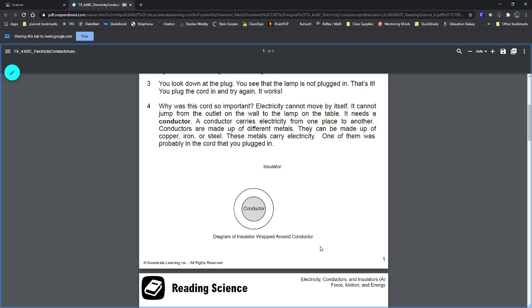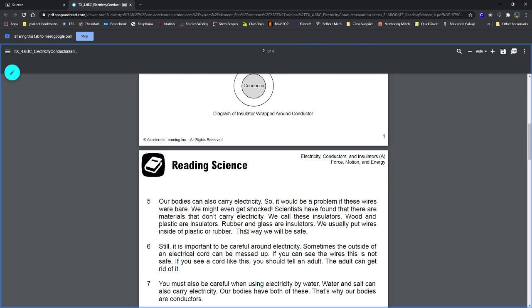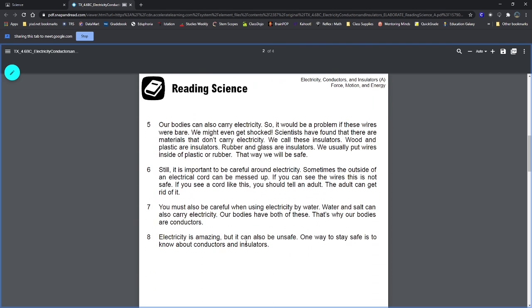So the way to do it safely is to put the conductor on the inside and the insulator on the outside. Our bodies can also carry electricity, so it would be a problem if these wires were bare. We might even get shocked.